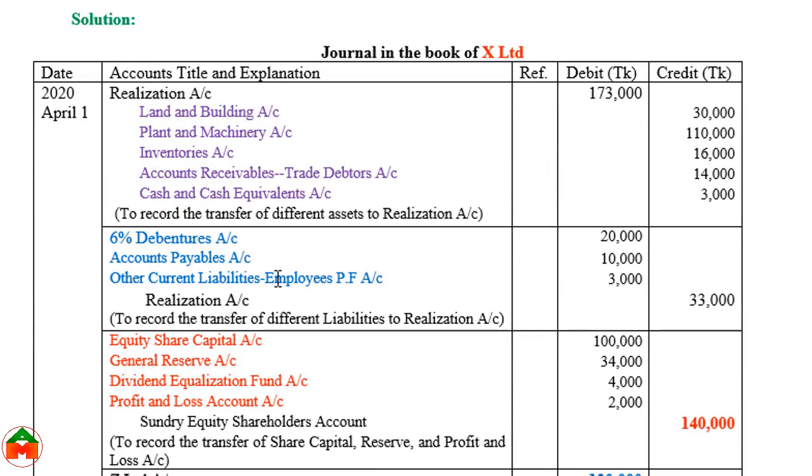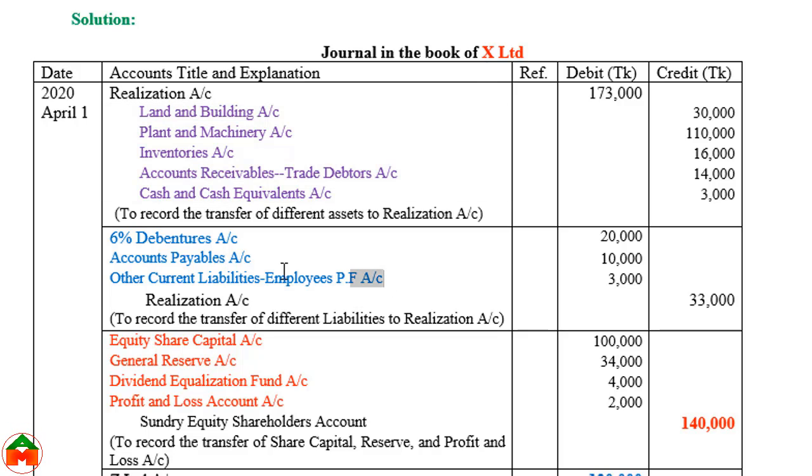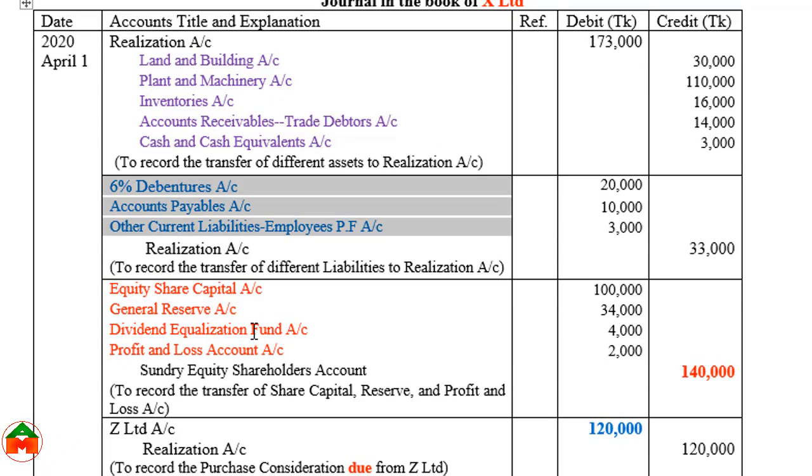For the purpose of liquidating, they have been shown in the debit side. With the total amount, we are showing the realization account in the credit side. This is 20,000, 10,000, 3,000, total 33,000. This is the realization account. In the first journal, we have shown all the assets in the credit side because this company will be liquidated, and all the liabilities have been shown in the debit side in the second journal.